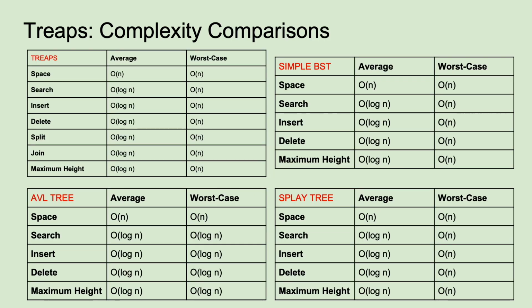This slide shows the complexities of 4 different data structures: Treaps, simple binary search trees, AVL trees, and splay trees. Even though the Treap shares the same average and worst case times as a regular binary search tree, it is much less likely to run into a degenerate case using Treaps, similarly to splay trees.